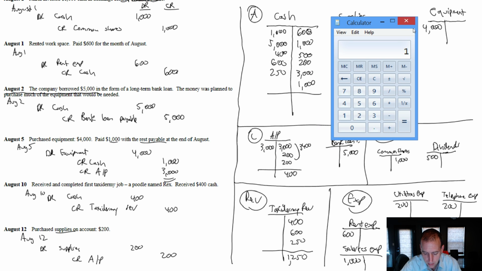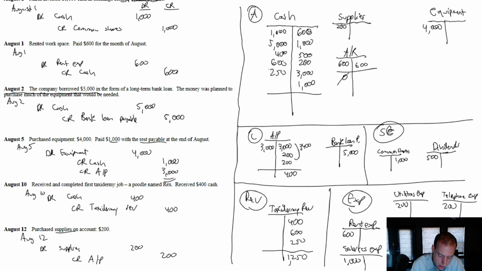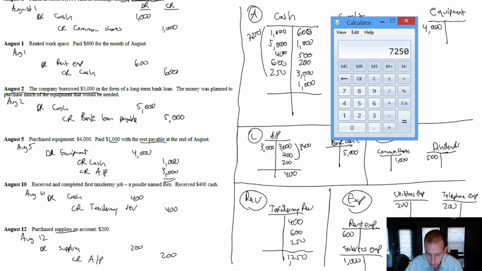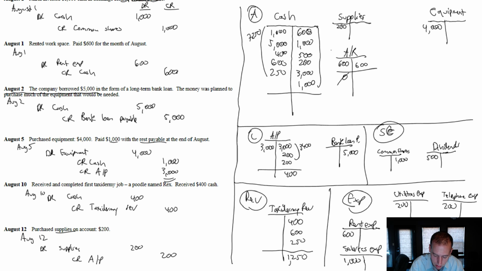Let's add up our debits. 1,000 plus 5,000. That was a small miracle that I made that work. 600 plus 250. 7,250 on the debit side. And on the credit side, let's add that side up. 600 plus 1,000 plus 500 plus 200 plus 3,000 plus 1,000. On the credit side, I have 6,300.